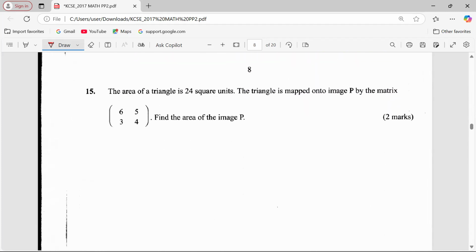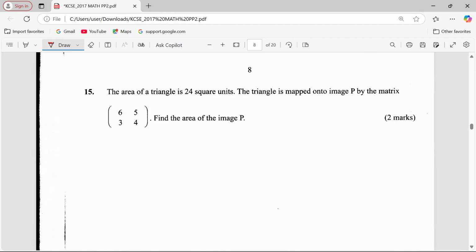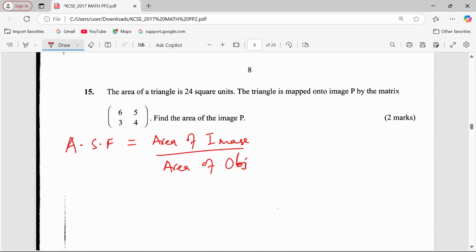In number 15, the area of a triangle is 24 square units. The triangle is mapped onto image P by the matrix 6534. Find the area of the image P. We know that area scale factor is usually given by area of image out of area of object.